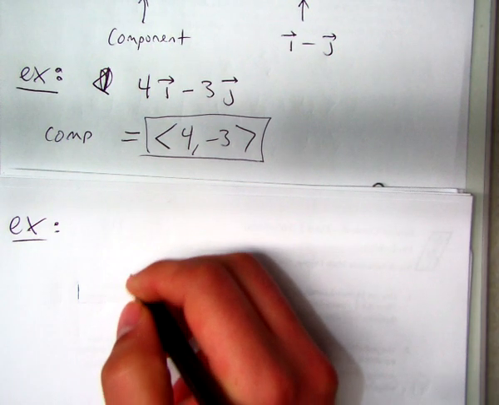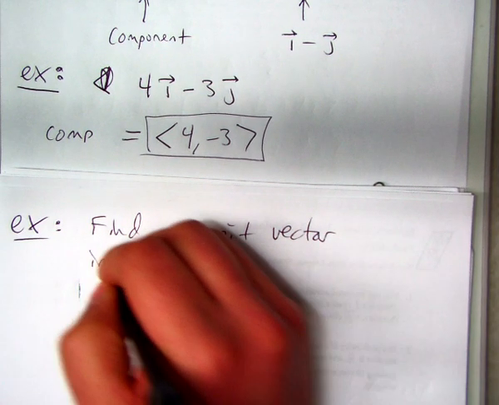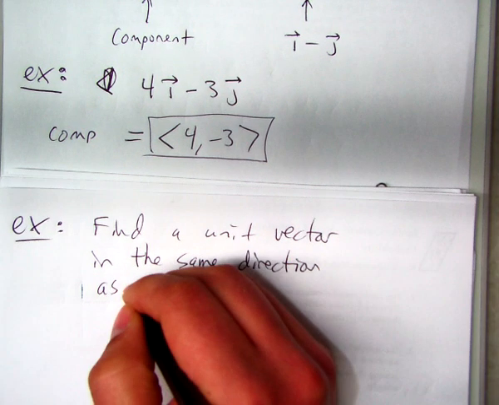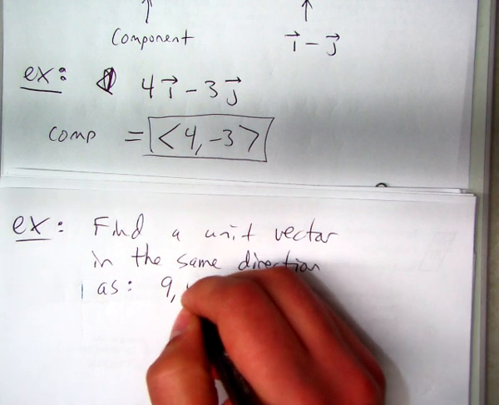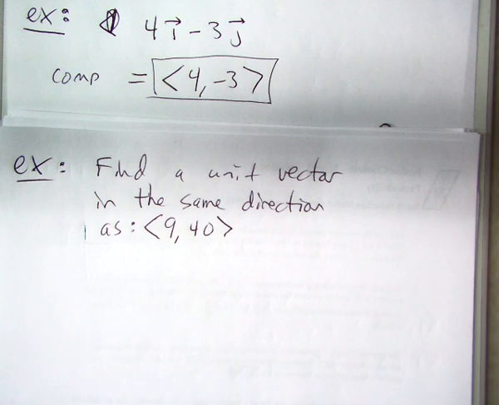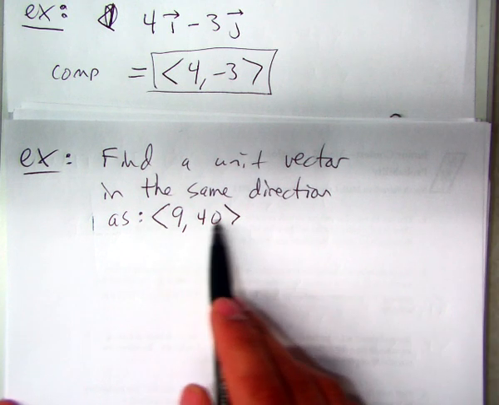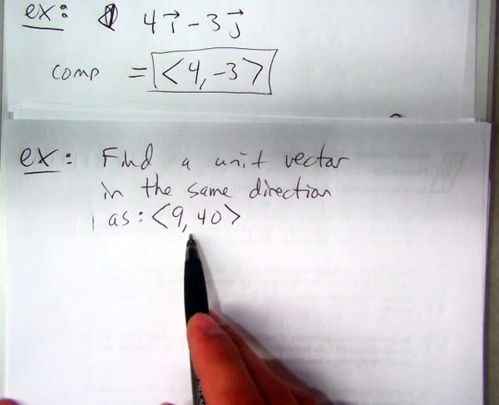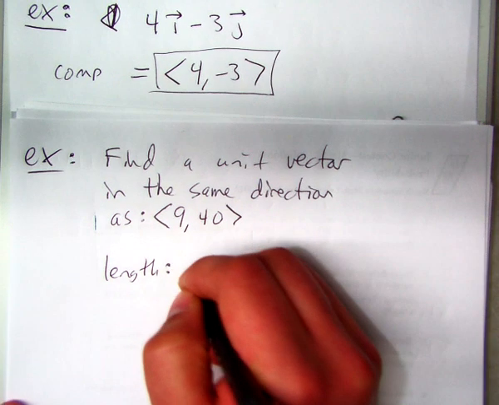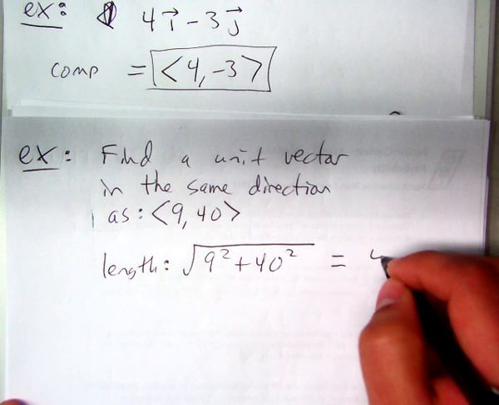Last problem for today. Find a unit vector in the same direction as 9, 40. Okay, I'll explain this slowly but concisely. Is this a unit long right now? No. Could we find how long it is really quickly? Yeah. How do we find the length right now? Square root of what? And if you didn't catch that this was a triple, it is. It's going to be 41 when you add them up and square root it.